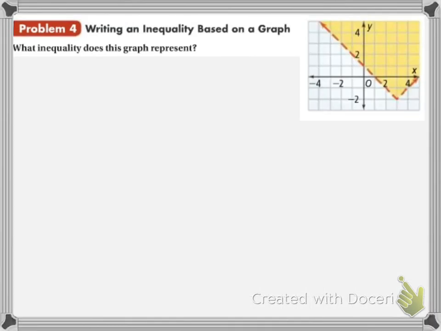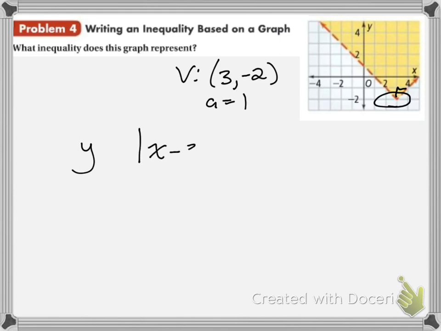Problem 4 talks about writing the inequality that you see in the graph. Start with the vertex. Where's that vertex at? So my vertex is at 3, -2. Let's figure out what the A is now. So start from this point, go up 1 and over 1, so my slope is just 1. Okay, you can put A as 1 if you want to, that's fine. So let's write my equation. I'll keep it separate here, where I keep the y separate. We'll deal with the sign in a second. 1, but you don't have to write it, absolute value of x minus 3 minus 2.